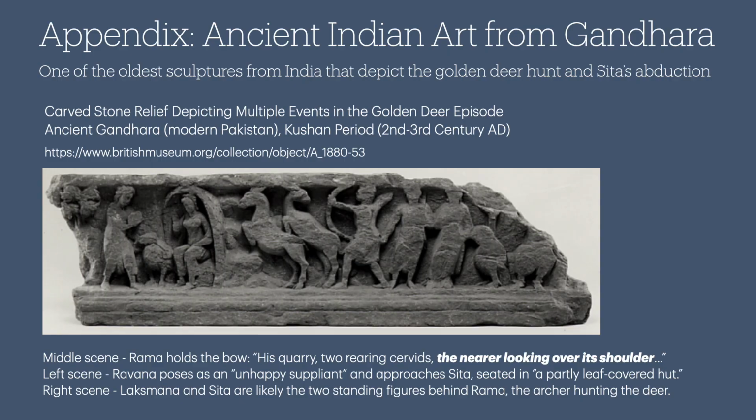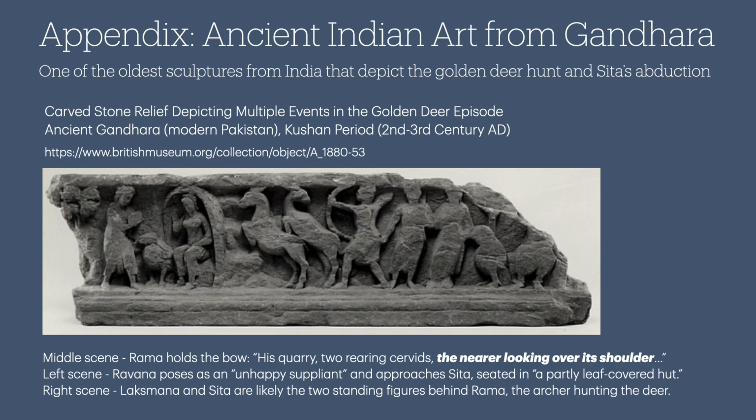So in the middle scene here, the British Museum tells us that an archer, which I believe is Rama, is holding the bow and is ready to strike his quarry, which is the two rearing cervids that are to the left of Rama, and the nearer one is looking over its shoulder.